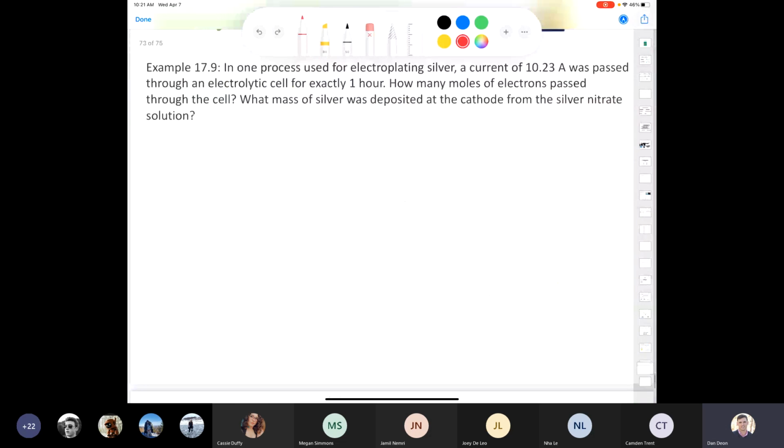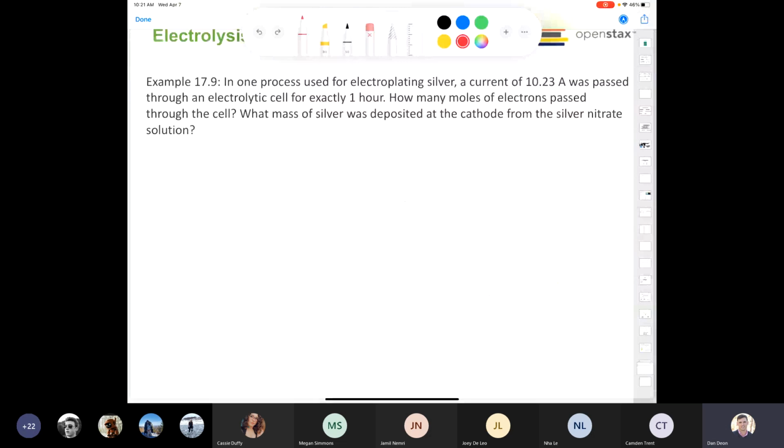Once you see it done, it usually becomes abundantly clear to my students how to solve a problem like this. So the question is this. In one process that's used for electroplating silver, a current of 10.3 amperes was passed through an electrolytic cell for exactly 1 hour. How many moles of electrons went through the cell? And what was the mass of silver that was deposited at the cathode from the silver nitrate solution?